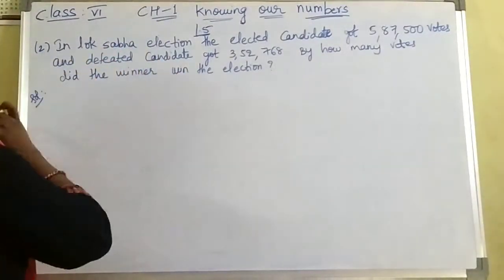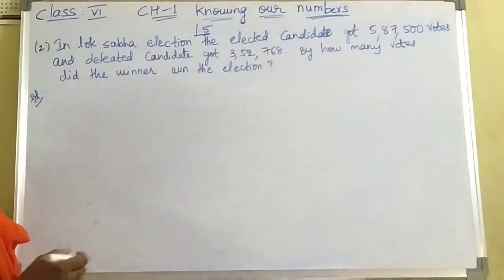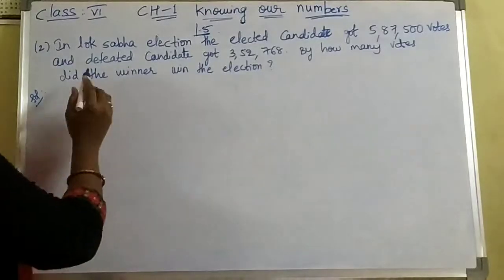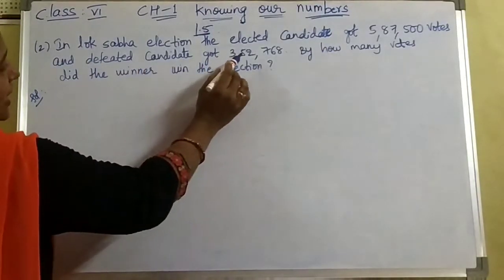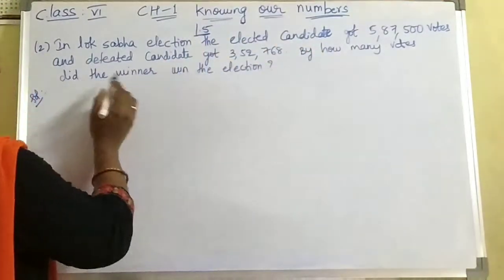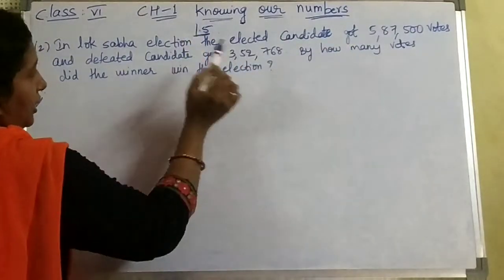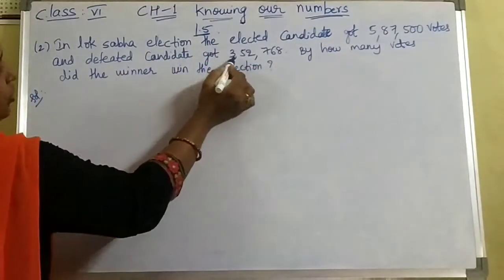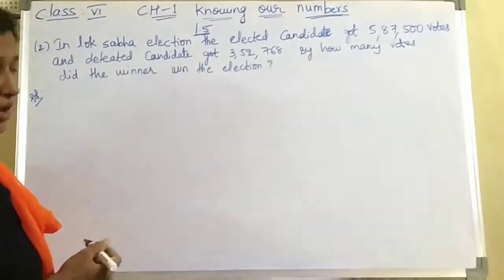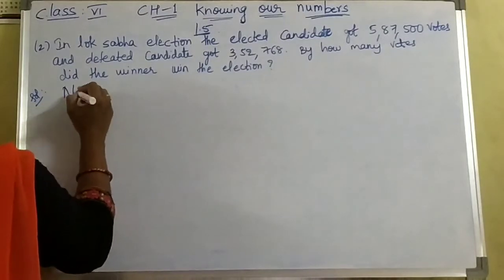Coming to the second word problem. In the Lok Sabha election, the elected candidate got 5,87,500 votes. Elected candidate means who won the election, right? And the defeated candidate got 3,52,768. Question is, by how many votes did the winner win the election? Means the elected candidate got 5 lakhs something, and the defeated candidate got 3 lakhs something. So by how many more votes did this elected candidate win? So what will you do, children? You will do subtraction. Now how to write the steps?